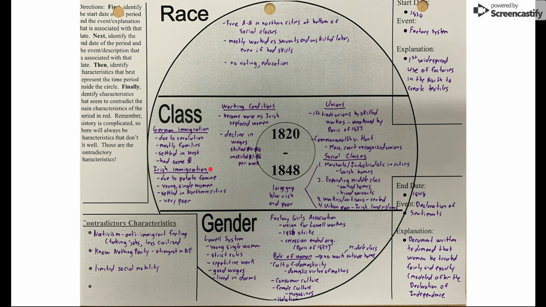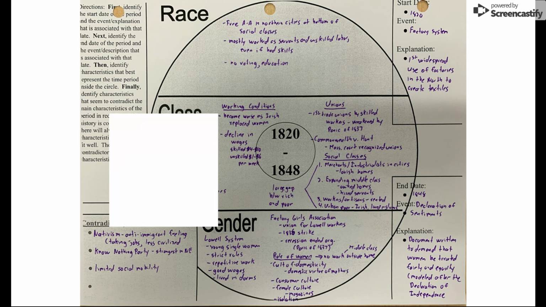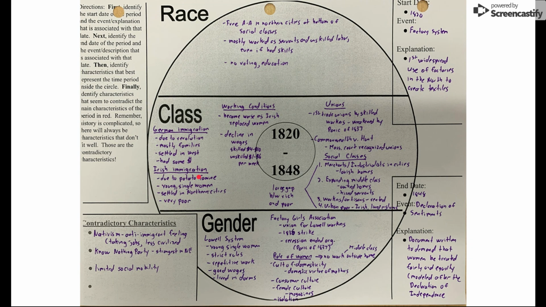On the other hand, the Irish immigrants were not political refugees. They were economic ones because you had the potato famine in Ireland, which led to starvation. The potato famine was a disease that affected potatoes in Ireland, and potatoes were a crop that the Irish depended upon. So when the crop failed, it resulted in a lot of Irish leaving Ireland to come to the United States. Many of these were young single women.